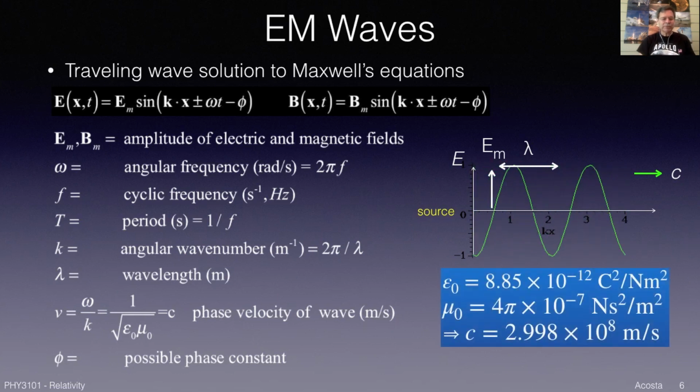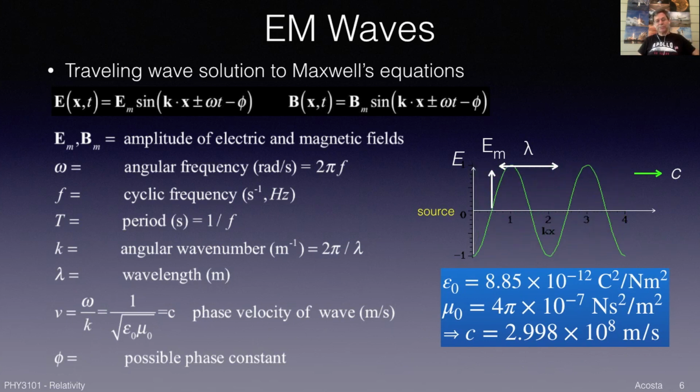But from Maxwell's equations, which are based on basically electromagnetic laws, we learned that epsilon naught is the permittivity of free space, and that is 8.85 times 10 to the minus 12 coulomb squared per newton meter squared. Mu naught is 4 pi times 10 to the minus 7 newton second squared per coulomb squared. And so if I plug that into this expression here, I get that this phase velocity of the wave, which I call c, is 2.998 times 10 to the 8th meters per second. Or we'll just round this to 3 times 10 to the 8th meters per second.